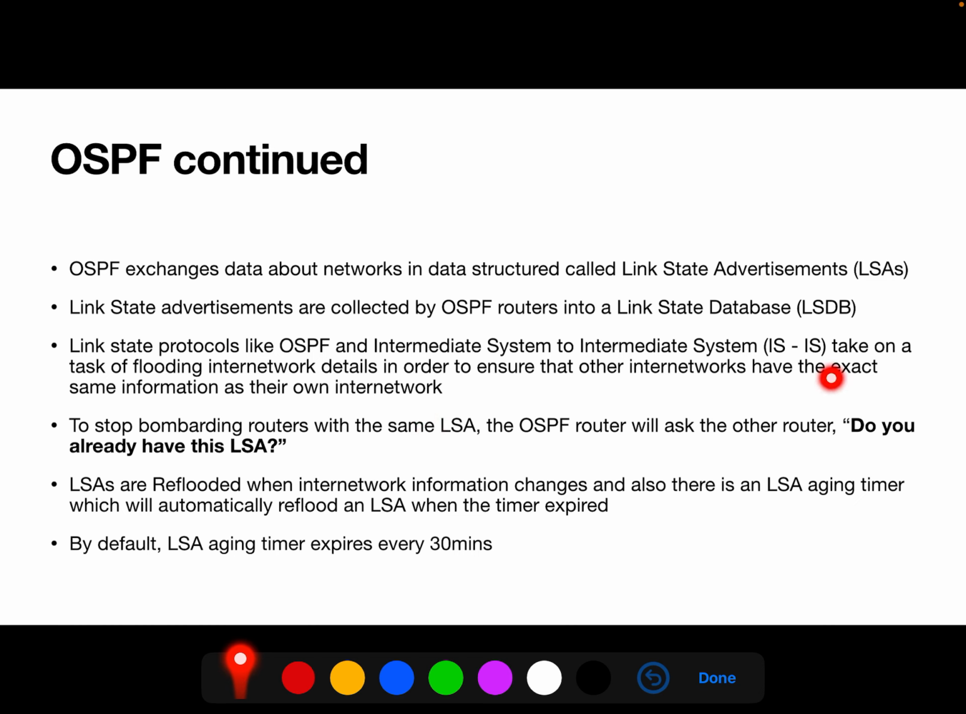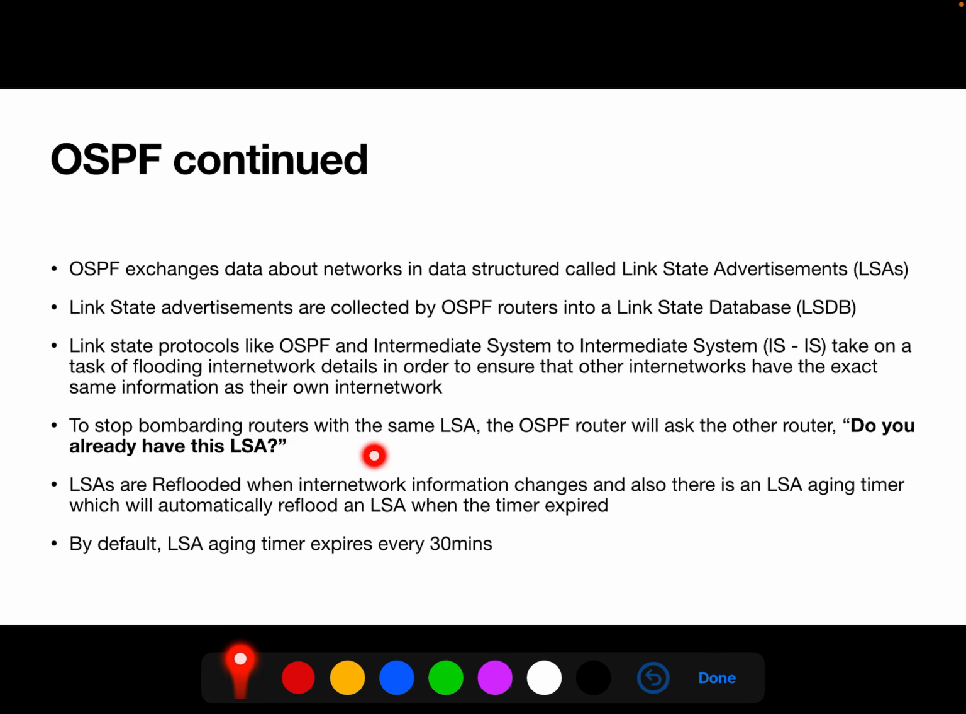OSPF and IS-IS take on the task of flooding inter-network details to ensure that other inter-networks have the exact same information as their own. They take on that responsibility to make sure those other inter-networks have the same information as they do.